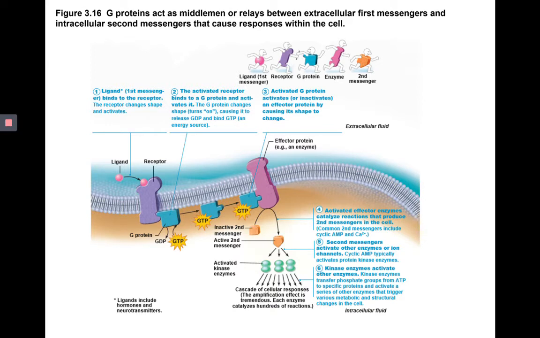Here's the picture you have in the book, figure 3.16. It just shows you the same thing. You can think of second messenger systems as running a relay race. So we'll start the relay race with our ligand, our first messenger, and we'll end it with our second messenger.